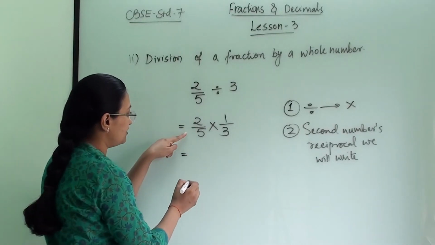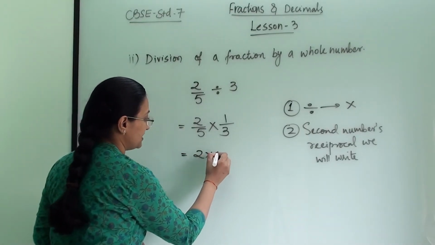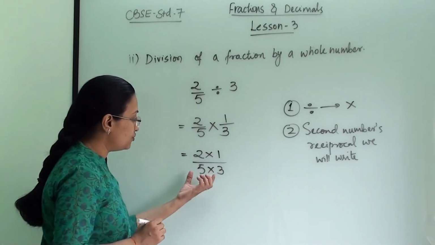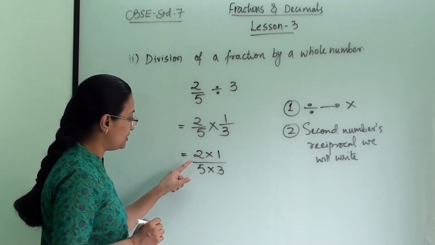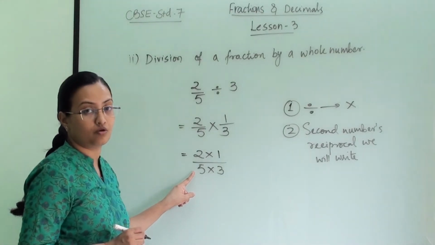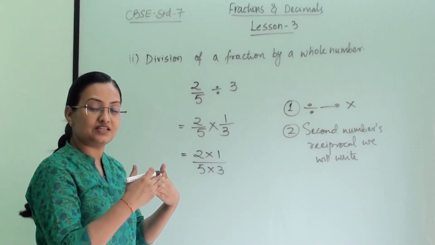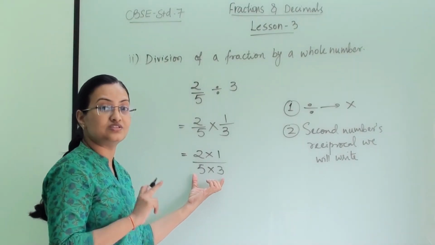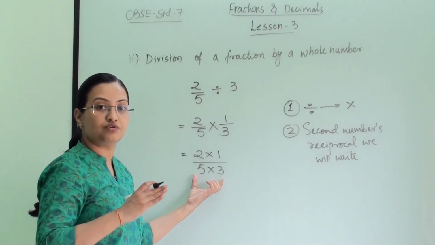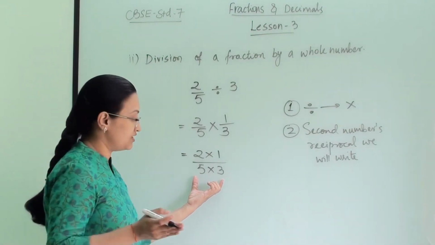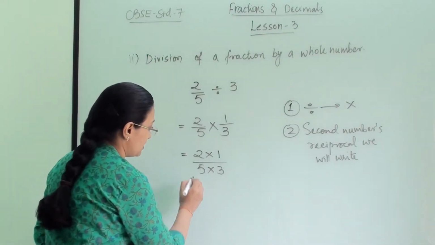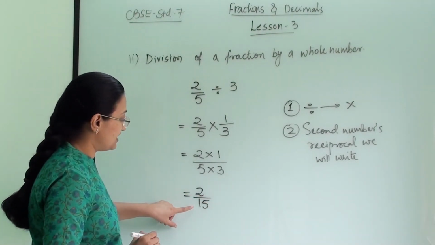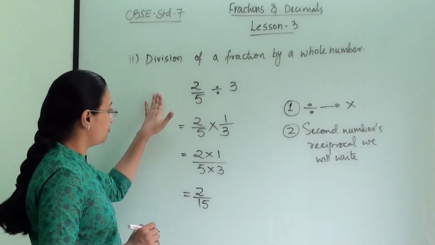So now we will follow the simple multiplication, that is 2 into 1 divided by 5 into 3. Now while doing this, we will check whether we can reduce anything over here or not. If we can reduce anything, we can cut anything, then we will cut it here. We will reduce the term and we will convert them into the lowest possible form. So now we will get here 2 divided by 15. So 2 divided by 15 is our answer for this.